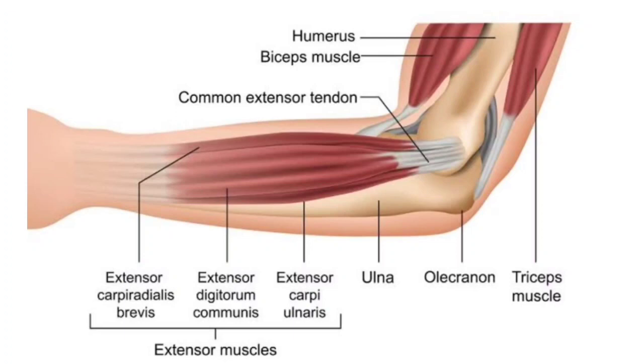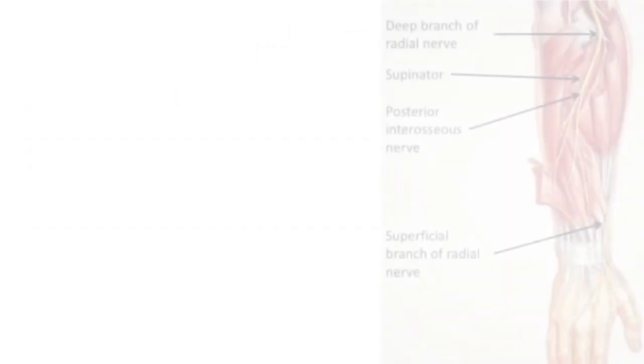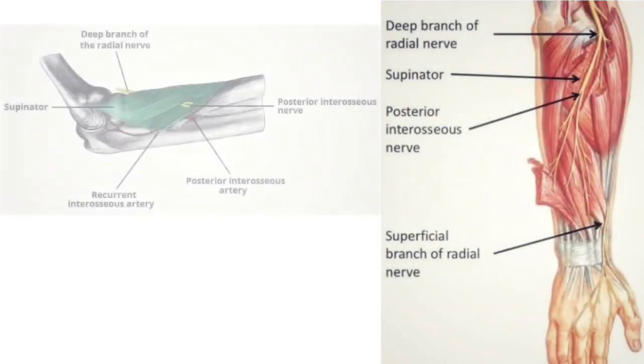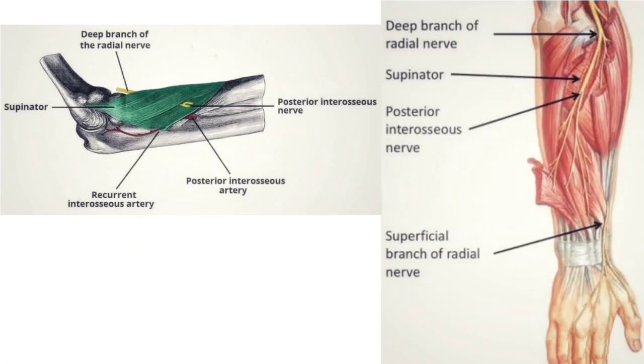Most commonly, the extensor carpi radialis brevis is involved, but others may include the extensor digitorum, extensor carpi radialis longus, and extensor carpi ulnaris. The radial nerve is also in close proximity to this region, and divides into the superficial radial nerve and the posterior interosseous nerve.